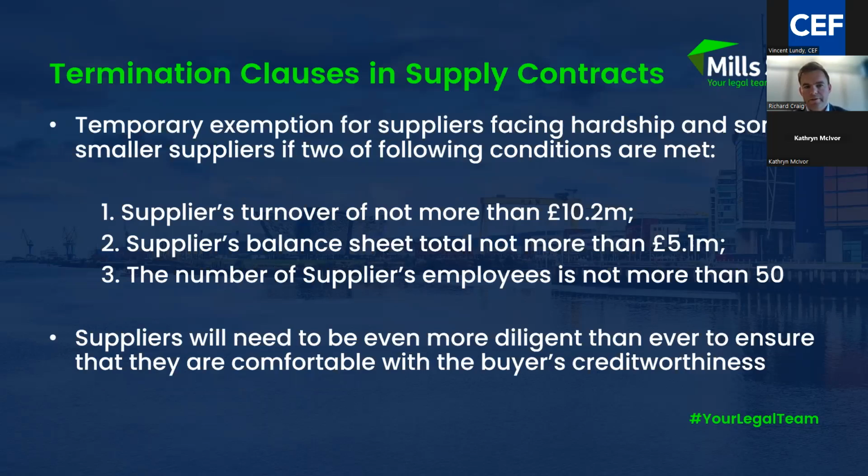There were a couple of temporary exemptions for suppliers facing hardship, and some smaller suppliers, they're listed there, but they're really irrelevant now, as the temporary exemptions or the temporary clauses are no longer in play. The key point to consider then really is that suppliers need to be probably more diligent than ever to ensure that they are comfortable with the buyer's creditworthiness, knowing that they may find themselves in a position where they're exposed to historic debt and have to continue to supply the debtor, even though in most cases they would want to cease doing that.